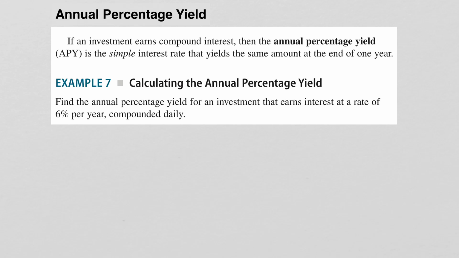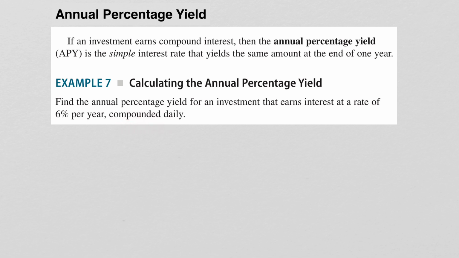And one final concept here is annual percentage yield. So the concept here is if an investment earns compound interest, the annual percentage yield, which is often abbreviated APY, is the simple interest rate that yields the same amount at the end of 1 year. So here's an example. We want to find the annual percentage yield for an investment. And notice that they don't tell you how much money, because it doesn't matter how much money. And this investment is going to earn an interest rate of 6% per year, and it's compounded daily.